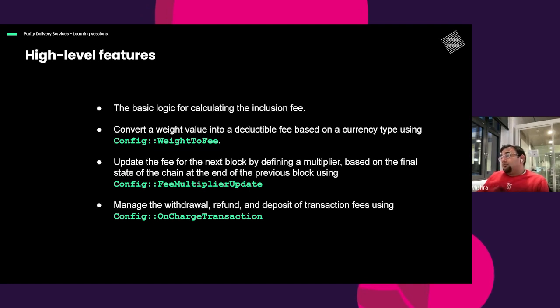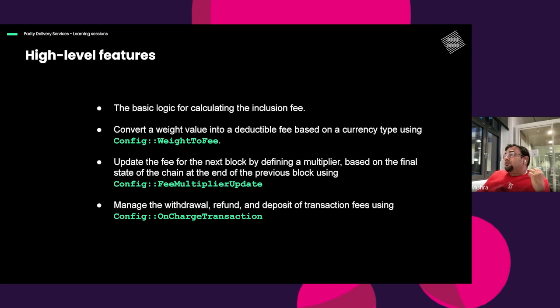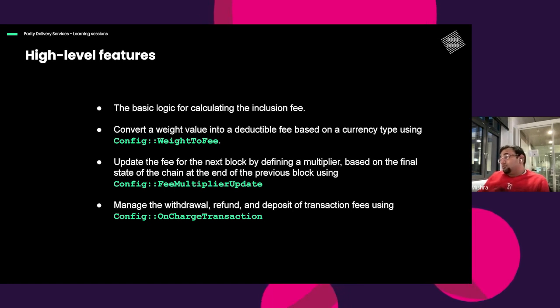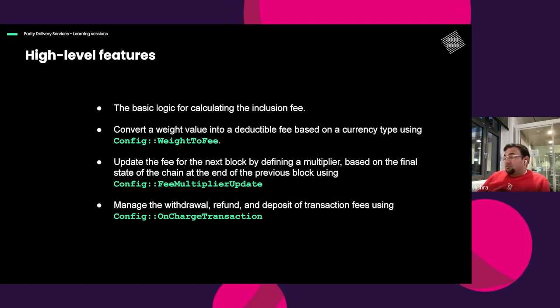Now, if we talk about the high-level features of this pallet, the transaction payment pallet provides the basic logic of calculating the inclusion fee. The basic inclusion fee is the minimum fee for a transaction to be included in a block. It also converts the weight value into a deductible fee based on the currency type, using the config parameter WeightToFee. We'll explain this when we work in the code base. Basically, this provides the mapping of 1 unit of weight to 1 unit of fee.